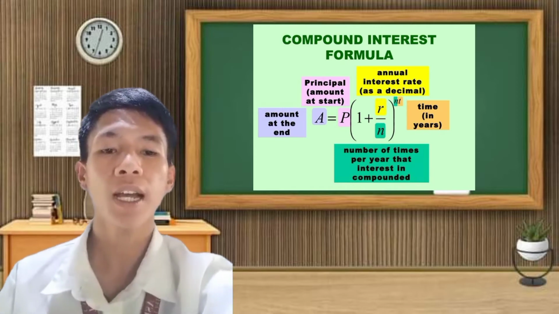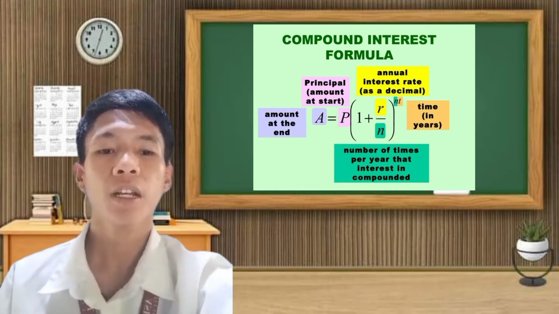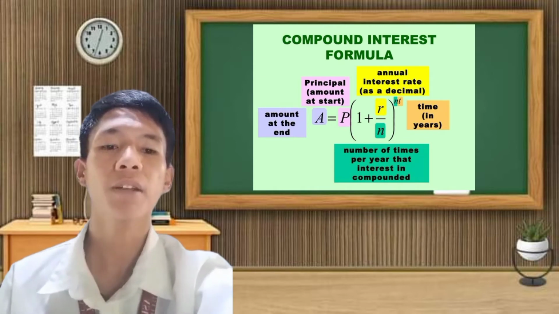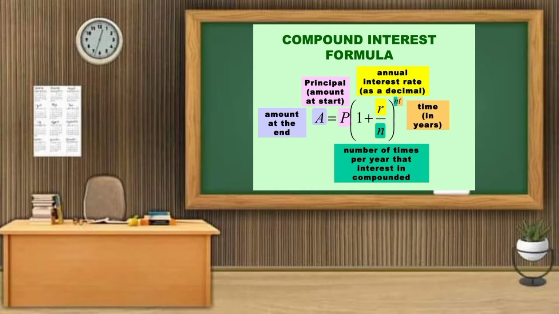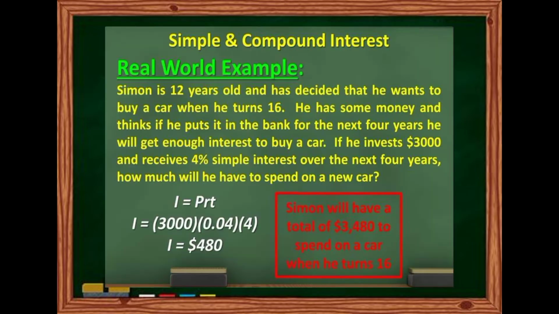Then the R, which is the annual interest rate. Remember that it should be in decimal form. Next, we have N, which is the number of times per year that interest is compounded, and again, T is the time in years. It seems like all of you are waiting for the example. Let me read first the real-world example.